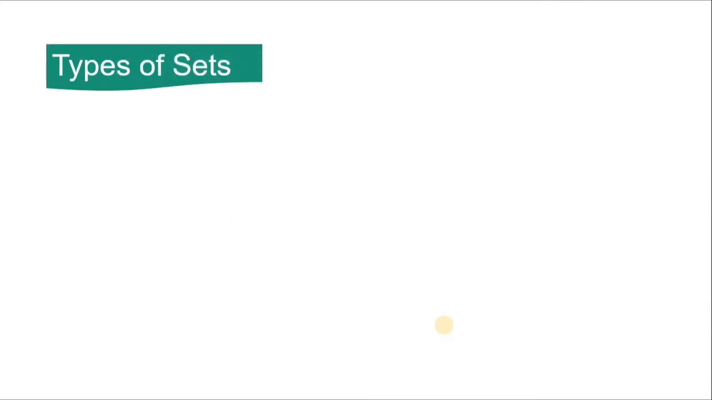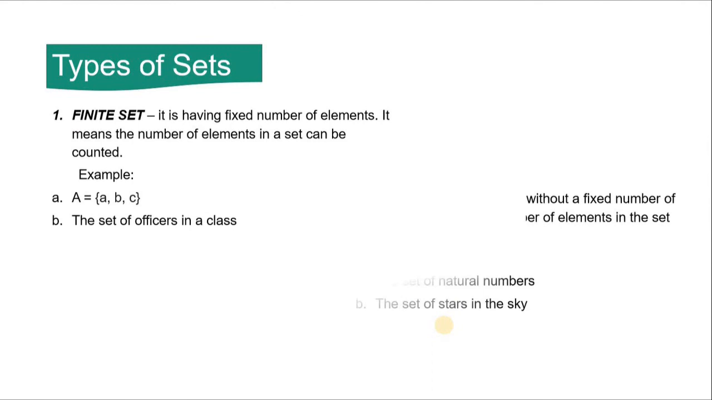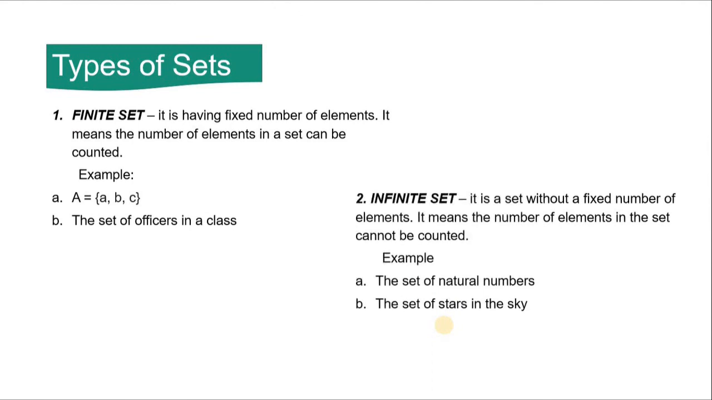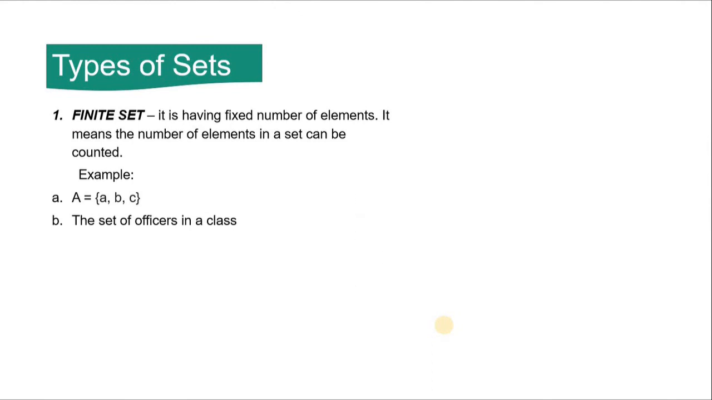So there are types of sets. First one, we have the finite set. It is having a fixed number of elements. So from the word finite set, it means that the number of elements in a set can be counted. Example, set A is A, B, C. The set of officers in a class can be counted also.